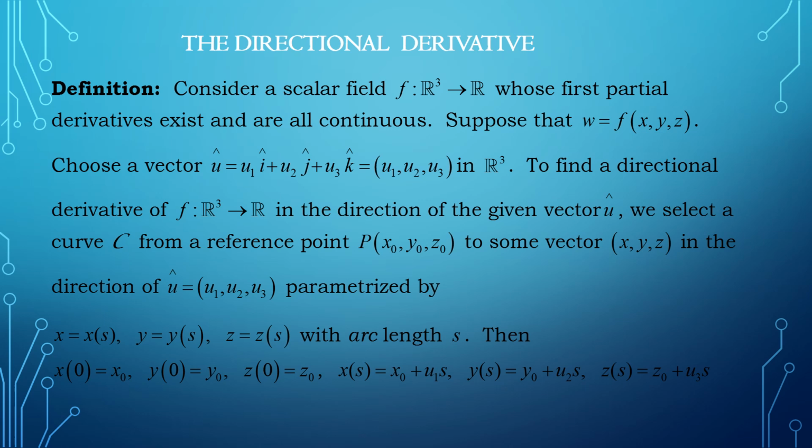After that, x of s equals x0 plus u1s, because after the displacement s, we reach the next point, so x of s becomes x0 plus u1s. From x0, we travel s displacement in the direction of u1, so x of s equals x0 plus u1s. Similarly, y of s equals y0 plus u2s and z of s equals z0 plus u3s.